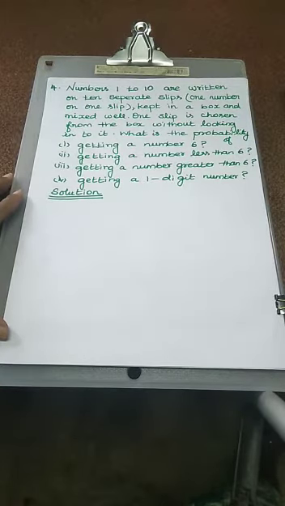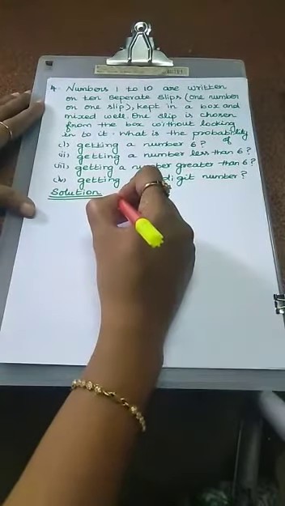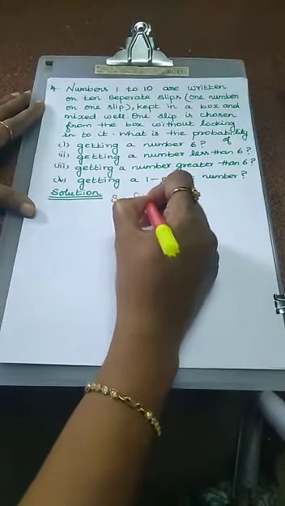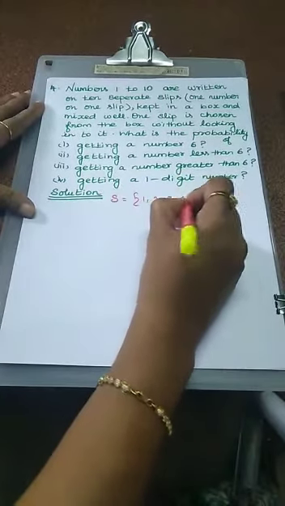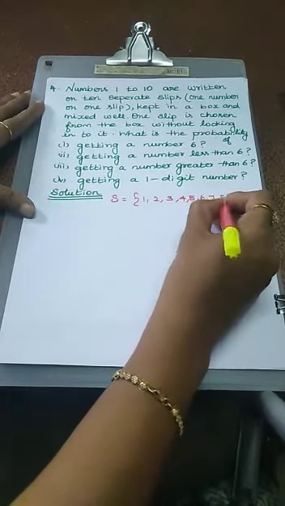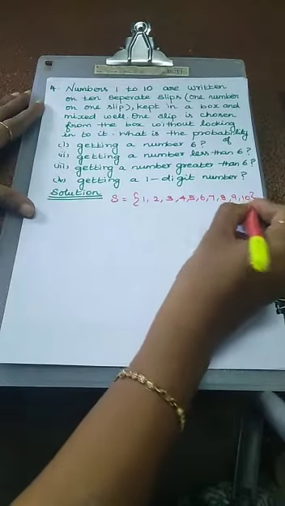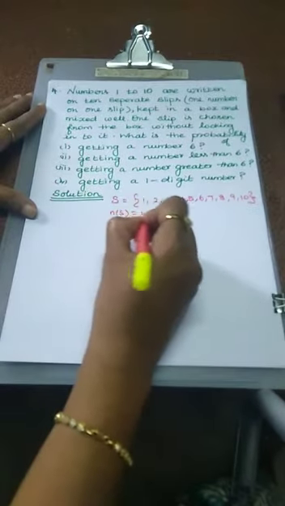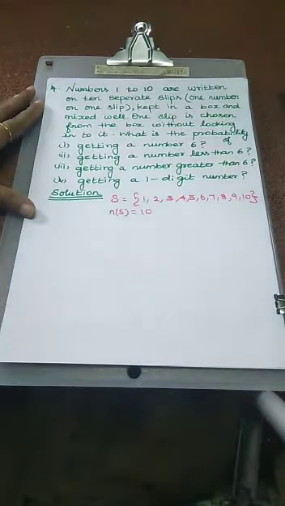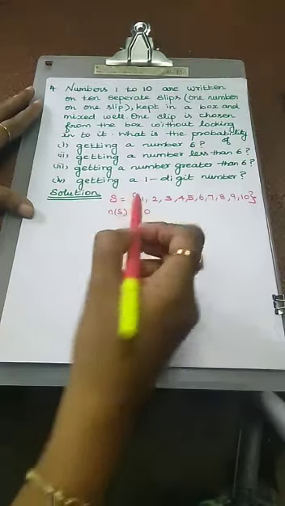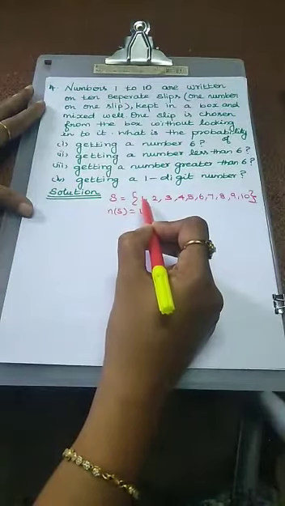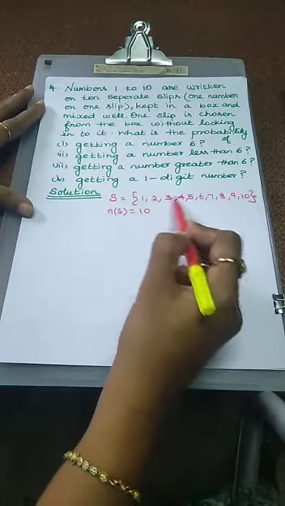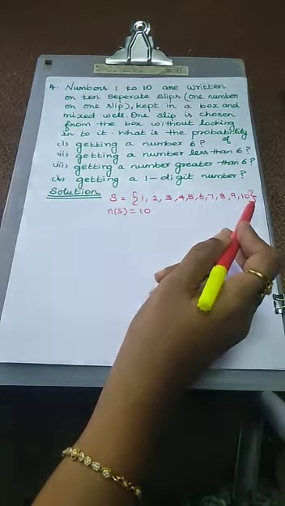In one box, the numbers 1 to 10 are kept, and on each slip only one number is mentioned. So the sample space S is equal to 1, 2, 3, 4, 5, 6, 7, 8, 9, 10. What is the N of S value? That is 10. Sample space means all possible outcomes only. So S equals 1, 2, 3 up to 10, and N of S is 10.